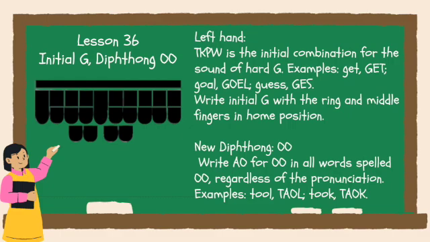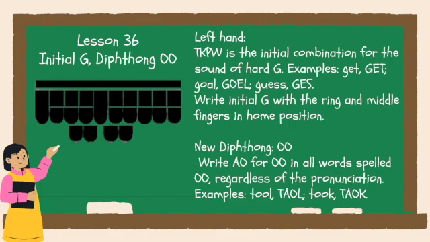And for the diphthong OO, we write AO, or vowels AO, for OO in all words spelled double O, regardless of the pronunciation. So for example, we have the word tool. We write initial T, vowels AO, and final L, or diphthong OO, final L. Then we also have the word took, initial T, diphthong U or vowels AO, and then final K.